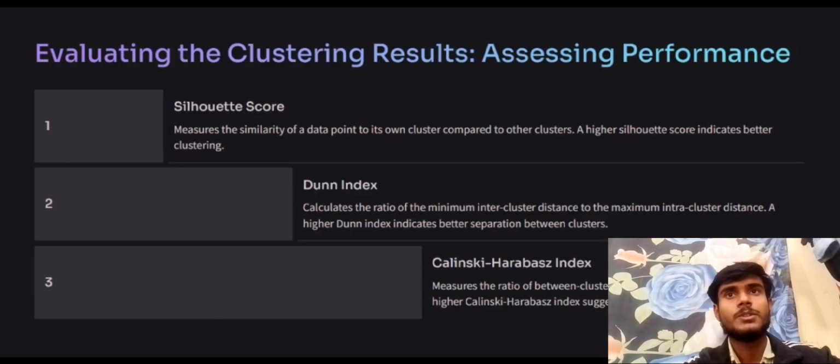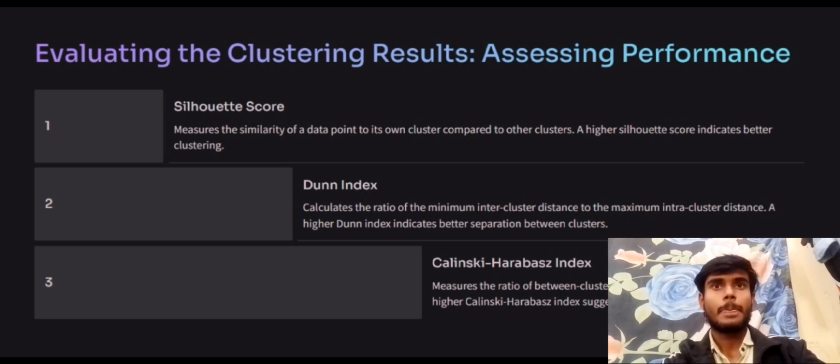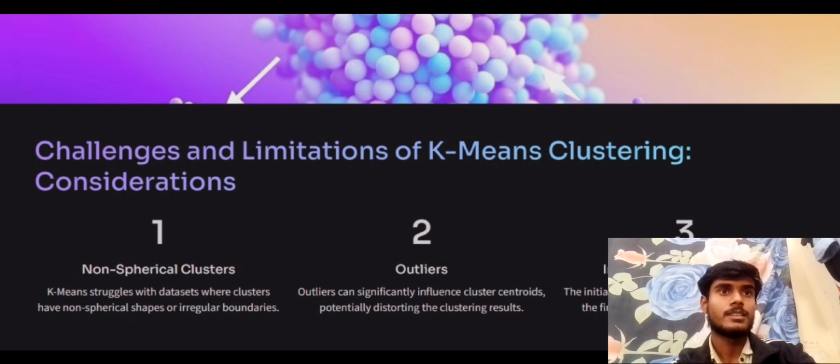Moving on to another topic, evaluating the clustering results, assessing performance. Silhouette score, Dunn index. The silhouette score measures the similarity of a data point to its own cluster compared to other clusters. A higher silhouette score indicates better clustering. The Dunn index calculates the ratio of the minimum inter-cluster distance to the maximum intra-cluster distance. A higher Dunn index indicates better separation.